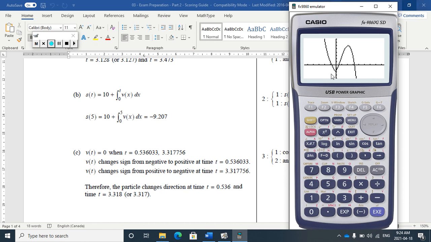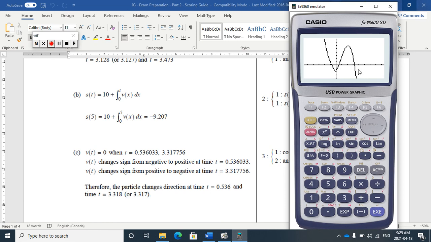Now, what I want to know is when the velocity changes sign. So this is the graph of velocity now. And over here in this section of the graph, the velocity is positive. I don't really care about that section. And then in this little section here, the velocity is negative, and then it goes to positive velocity and then to negative velocity.